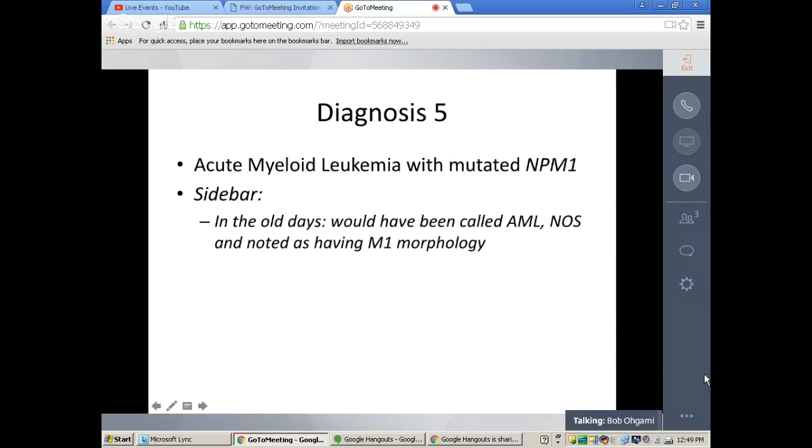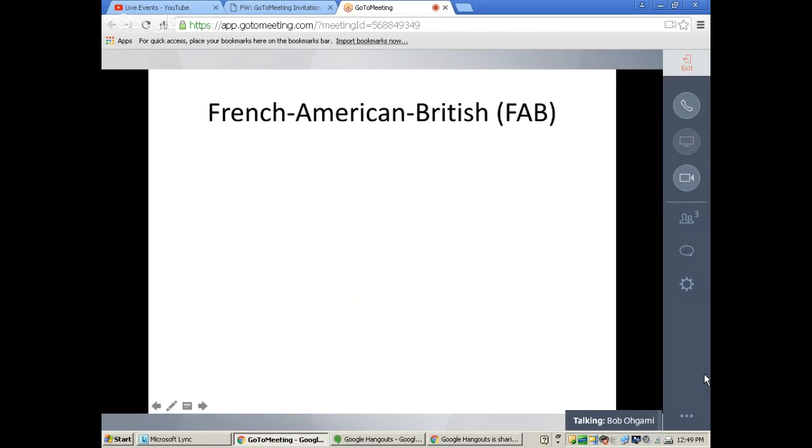And again, in the old days, this actually would have been called AML, not otherwise specified, and then we might have noted that it has FAB, or French American British classification, morphology of sort of M1 morphology. And so what is the FAB or the French American British classification? Even if we are getting further and further away from it, it still appears in reports, and people sometimes use it.